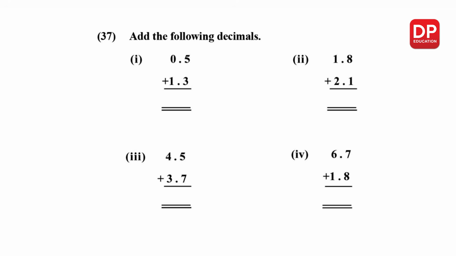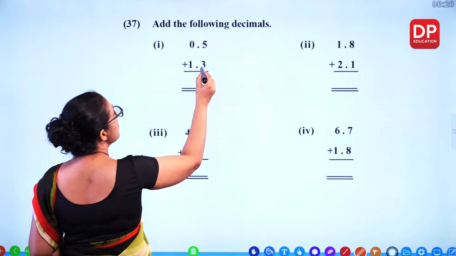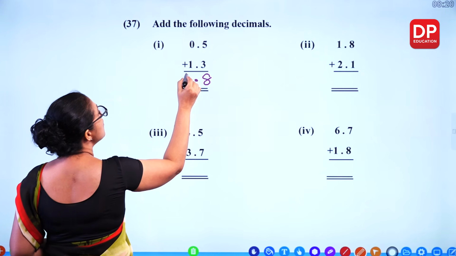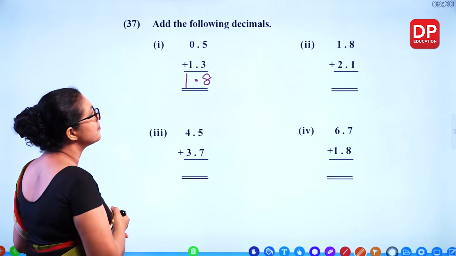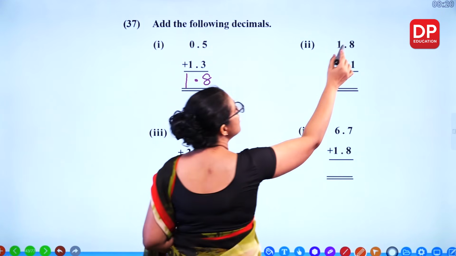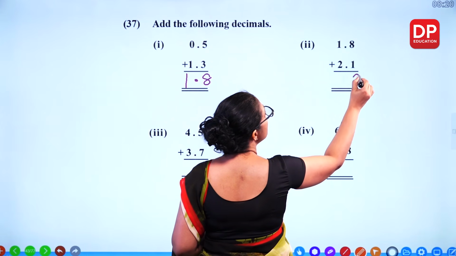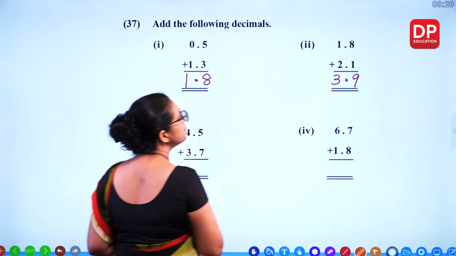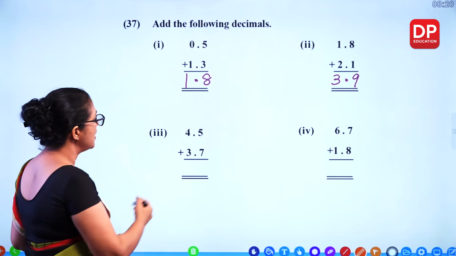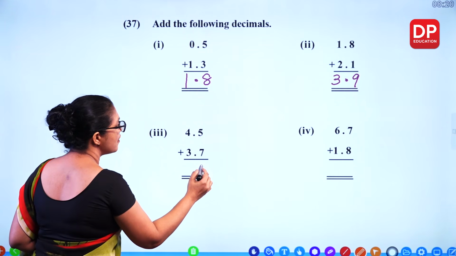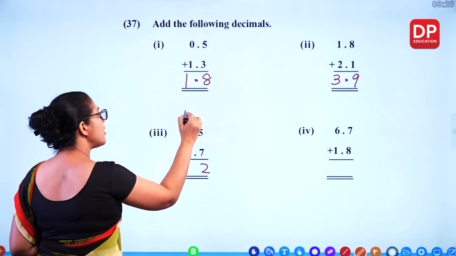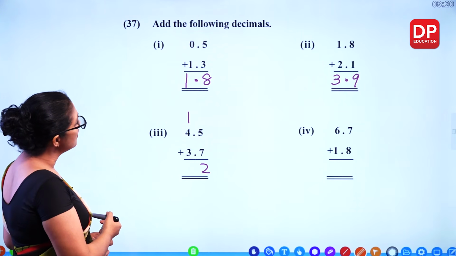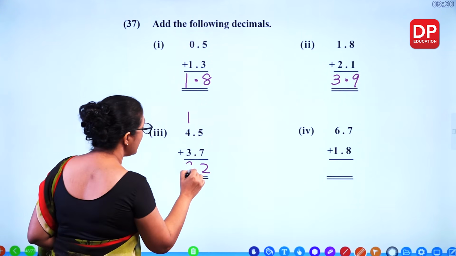Add the following decimals. 5 plus 3, 8. Then put the decimal point here. 0 plus 1 is 1. 2. Here 8 plus 1, 9. 2 plus 1, 3. 7 plus 5, 12. And 1 you take it to the next level. 4 plus 1, 5. 5 plus 3, 8.